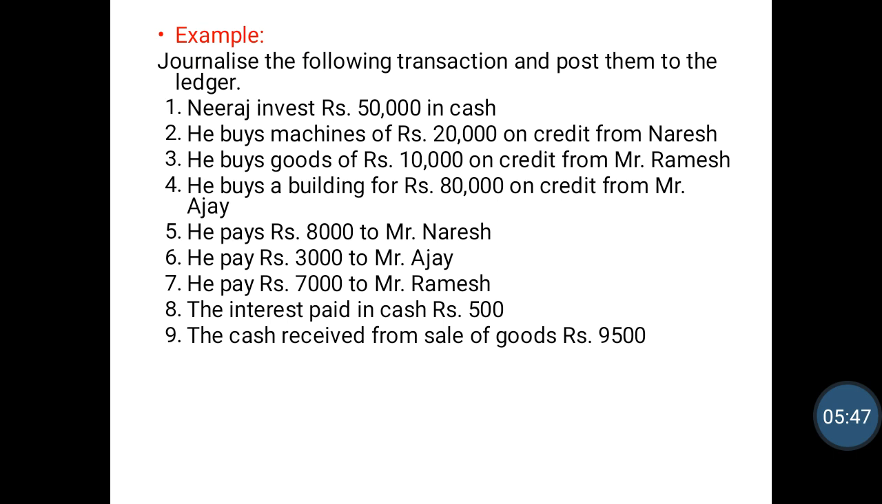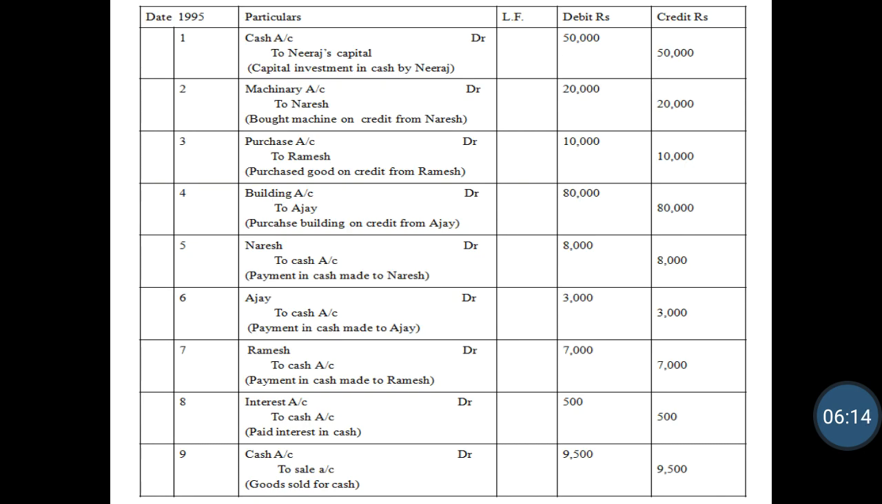This is an example. Journalize the following transactions and post them to the ledger. So here various transactions are given. From these transactions, first prepare the journal, and by using that journal, then post the journal entries into the ledger. So first we go for preparation of the journal. In this way, in a simple way, we prepare the journal.